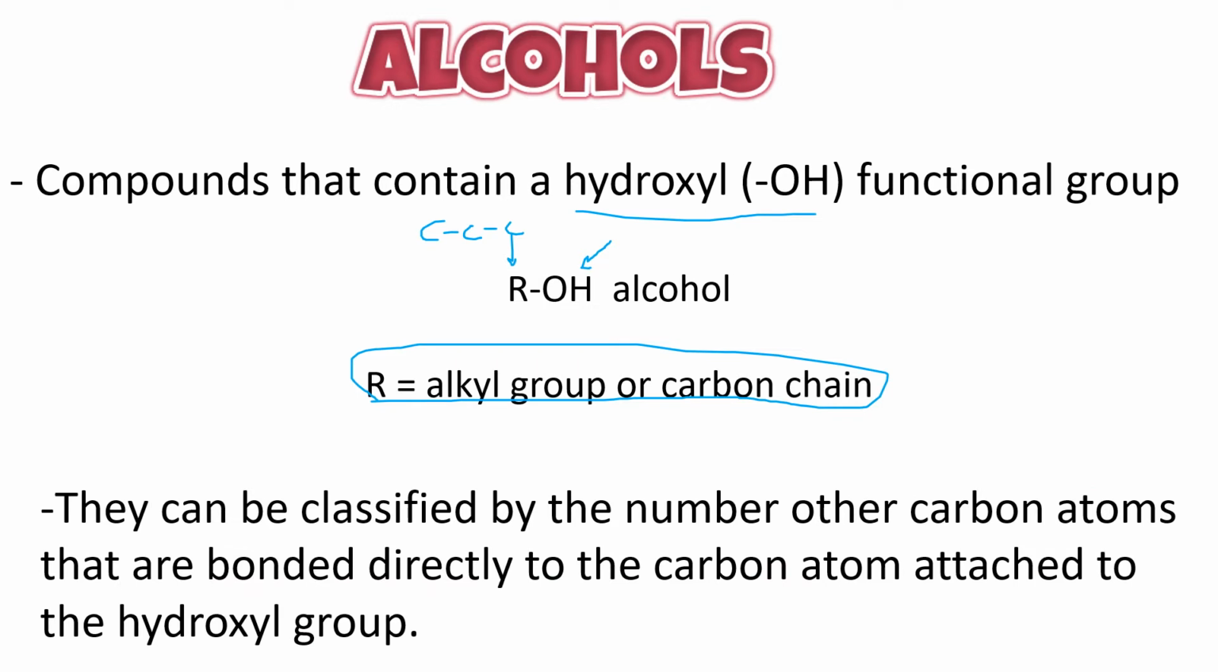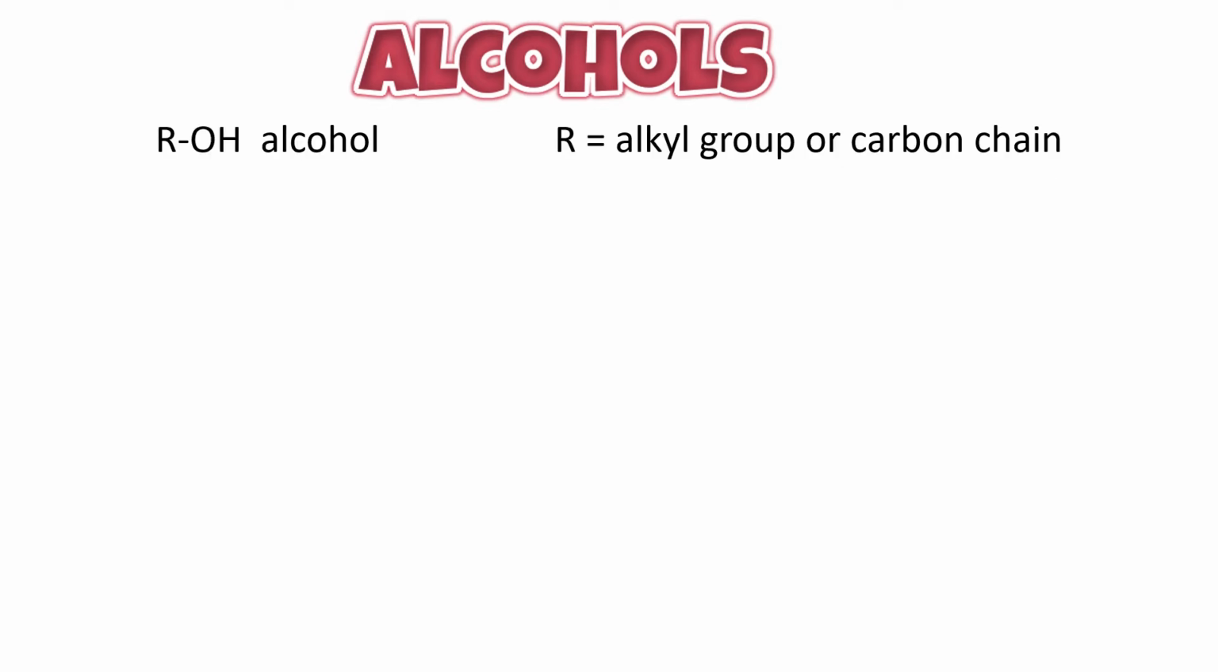So they can be classified by the number of other carbon atoms that are bonded directly to the carbon atom attached to the hydroxyl group. So essentially we want to see how many carbon chains we have attached to the OH, and that'll tell us the degree of our alcohol. So for example here, we've got what's called a primary alcohol. So there's our OH, and then we have this one carbon chain here. So this would be defined as a primary alcohol.